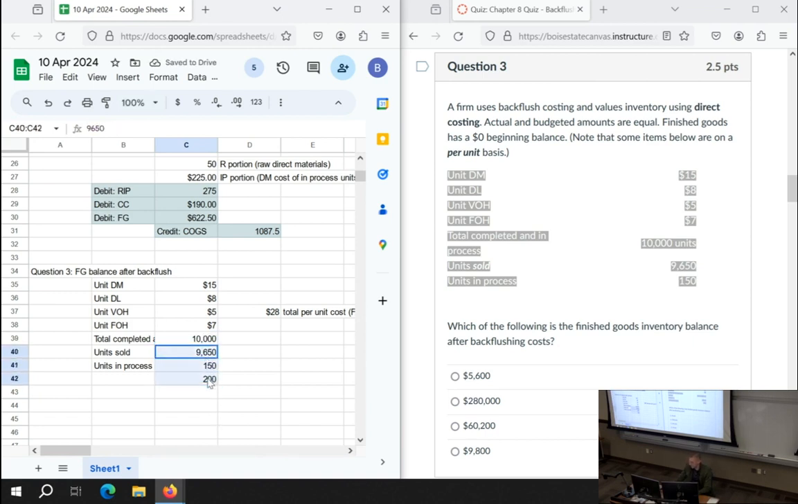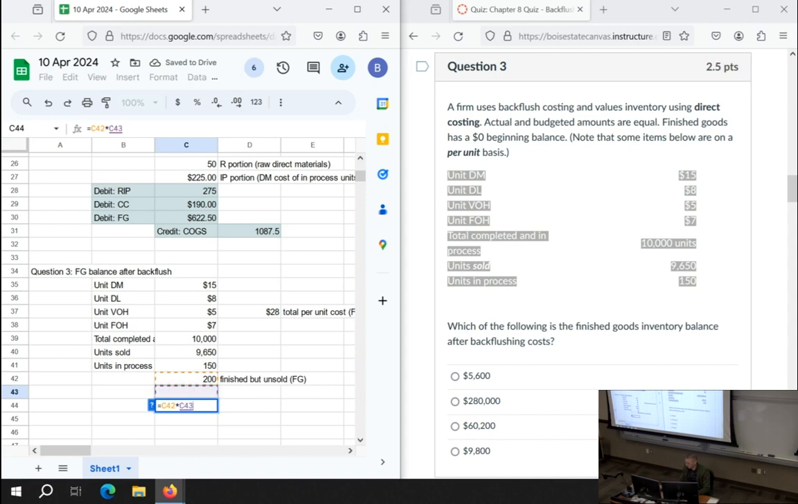We can double check that. Looks like these 3 together sum to 10,000. Good. Well, we've got all units accounted for. We sold 9,650 of those 10,000 units. 150 of them are still in process, which leaves 200 that are finished but unsold, which means they go in finished goods. I'll move that over here so that we can read the whole cell.